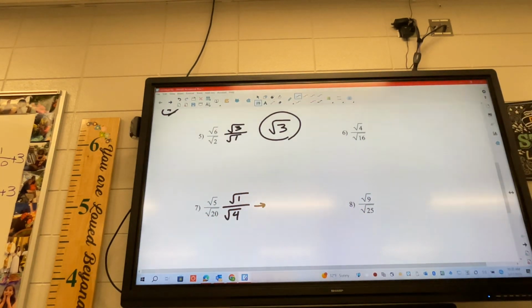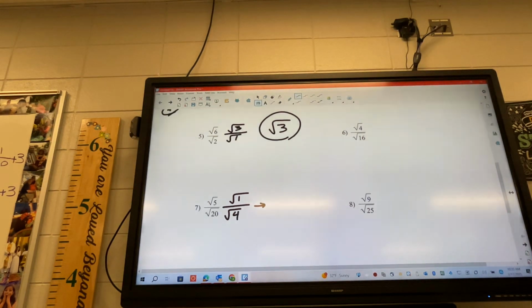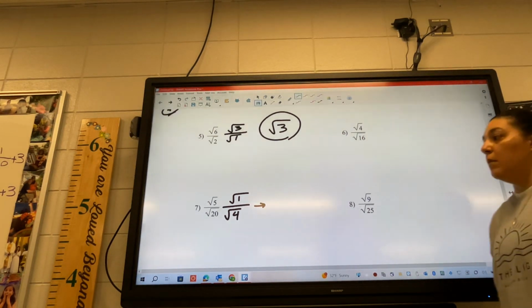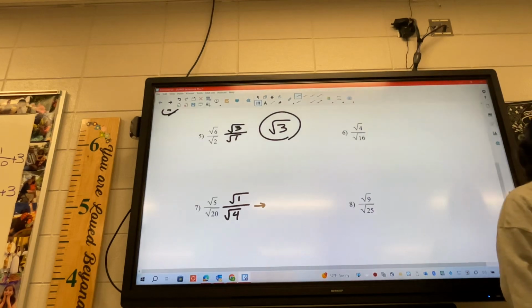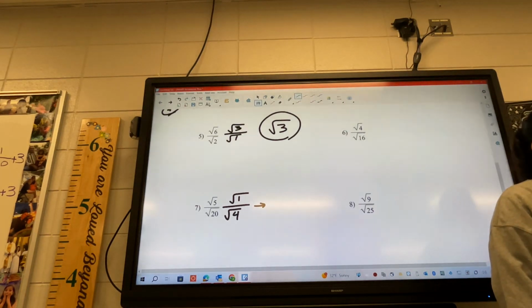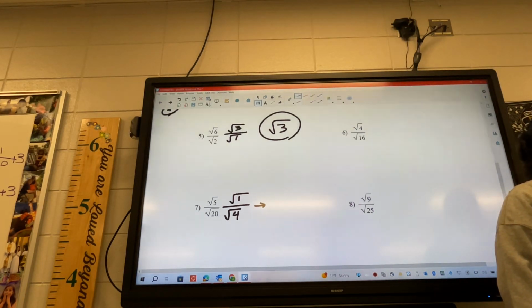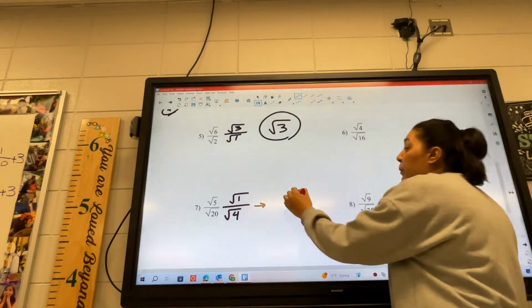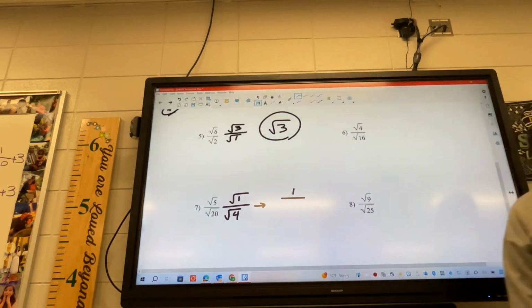What does a square root of 1 become? Nothing. What does a square root of 1 become? If we were to make a tree, it could be 1, 1. So then who can go? 1 group of 1s. Okay, square root becomes just plain 1. Square root of 1 becomes plain 1.